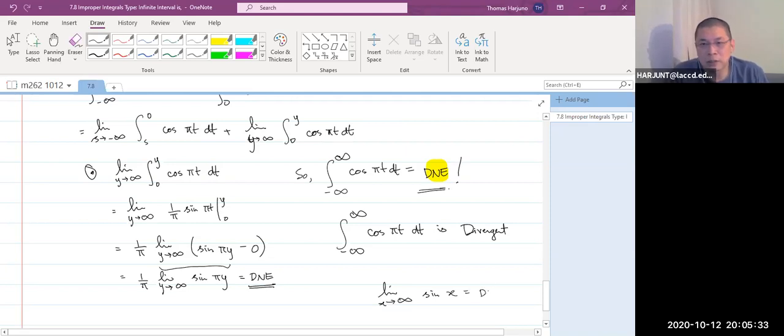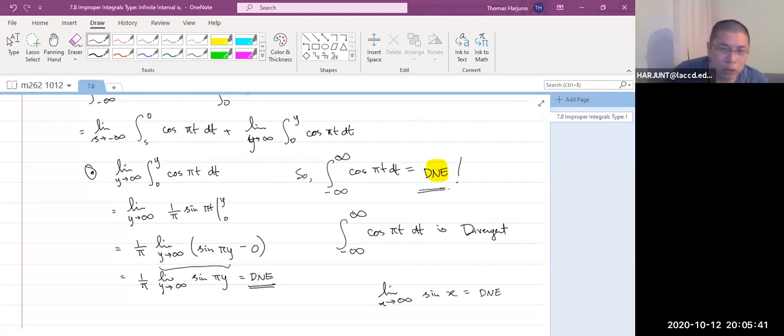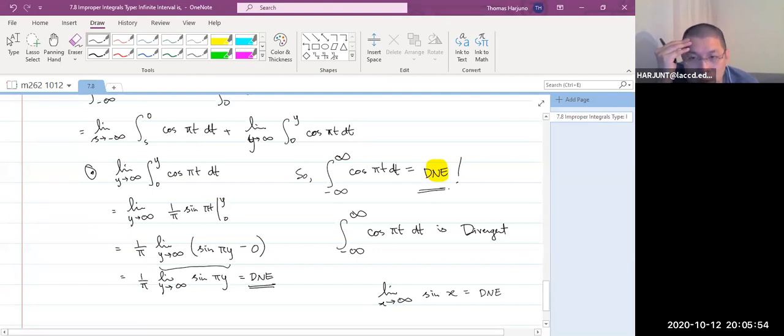That does not exist, right? It's not x going to 0. When x goes to 0, sine x will be 0. But when x goes to infinity, you know that sine x is oscillating from -1 to 1. It's bounded, but not convergent to a certain number.